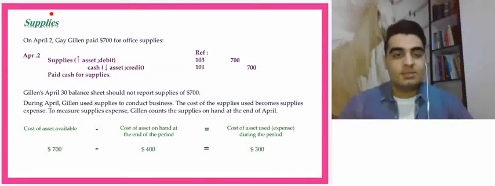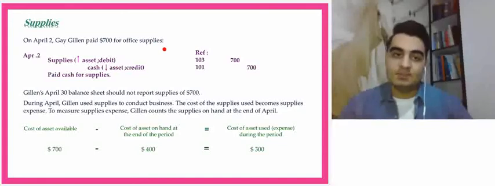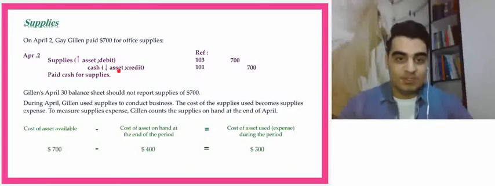The next adjusting entry will be for supplies. This is an example. On April 2nd, Gillen paid $700 for office supplies. So this will be our entry for April 2nd. We debited supplies for $700 because we purchased supplies and it increases, it's an asset. And for cash, since we paid, it decreases, it's an asset. So we credit $700 for cash.